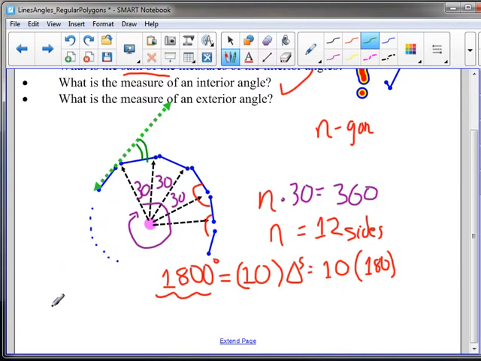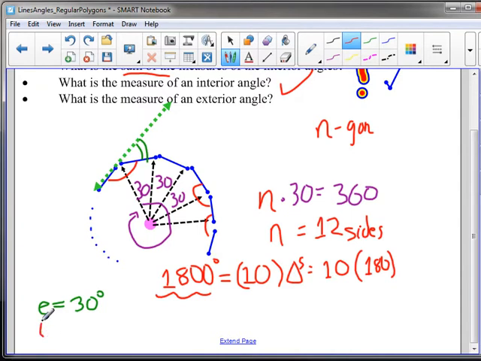So all of a sudden I know that an exterior angle is going to be 30 degrees, and since that's going to go ahead and be supplementary to one of these interior angles, the interior angle has got to be 150 degrees.